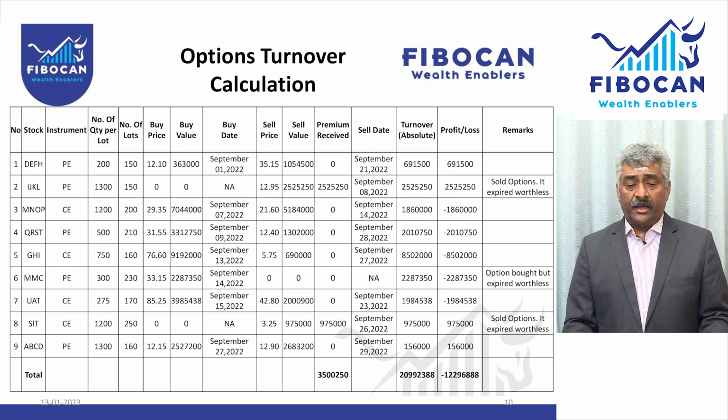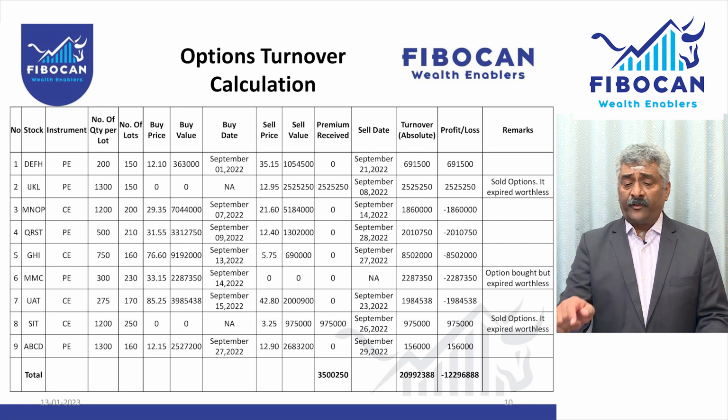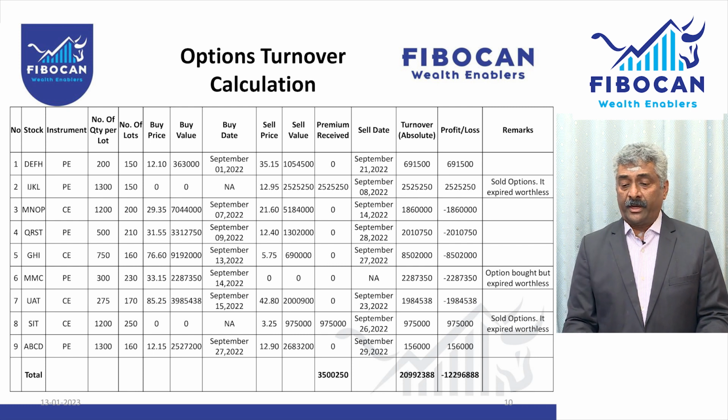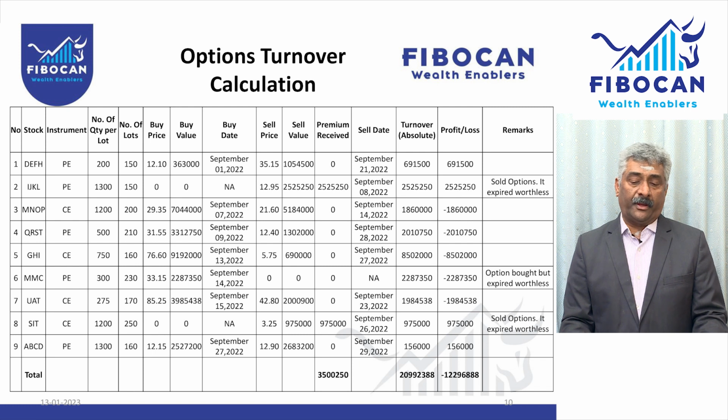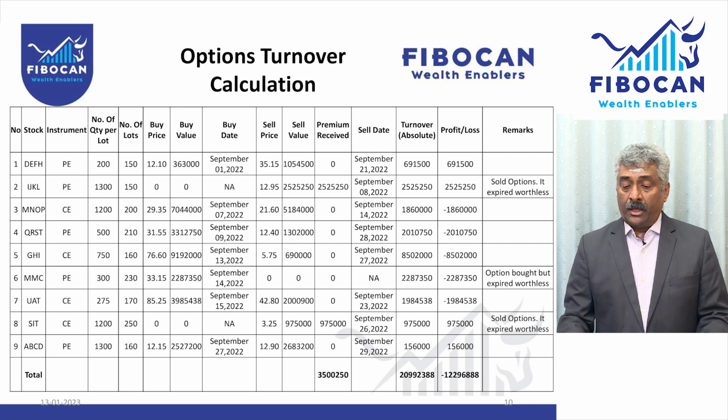As you can see, the line number 2, IJKL stock. Here the person has sold the options, it expired worthless. That is why, if you see here, premium received we have shown, and profit and loss we have shown. It is shown as a profit. And line number 6 is very interesting. You see here, options bought but expired worthless. That means it is included in the absolute turnover, but it is also shown as a loss because he incurs a loss.